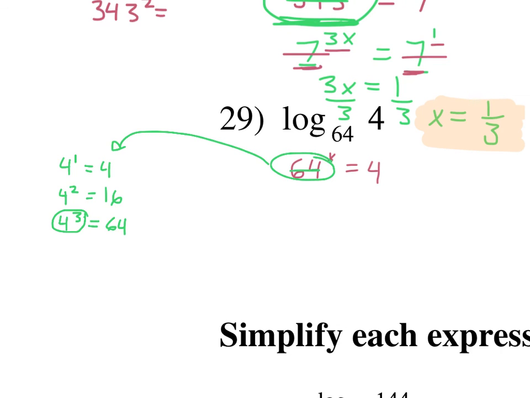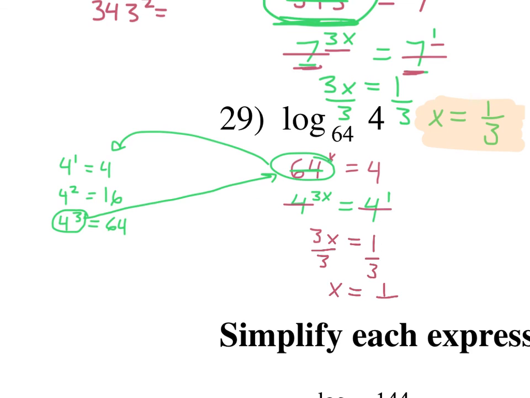So 4 to the third power is the same thing as 64. I'm going to take out this 64 in the equation and put in 4 to the third power. So we have 4 cubed, and I still need that x there. So 4 cubed to the x is equal to 4. Now this 4 is 4 to the first power. So now that our bases are the same, I can just get rid of these 4s and say 3x is equal to 1. And then I'm going to divide both sides by 3. So I have x is equal to 1/3.